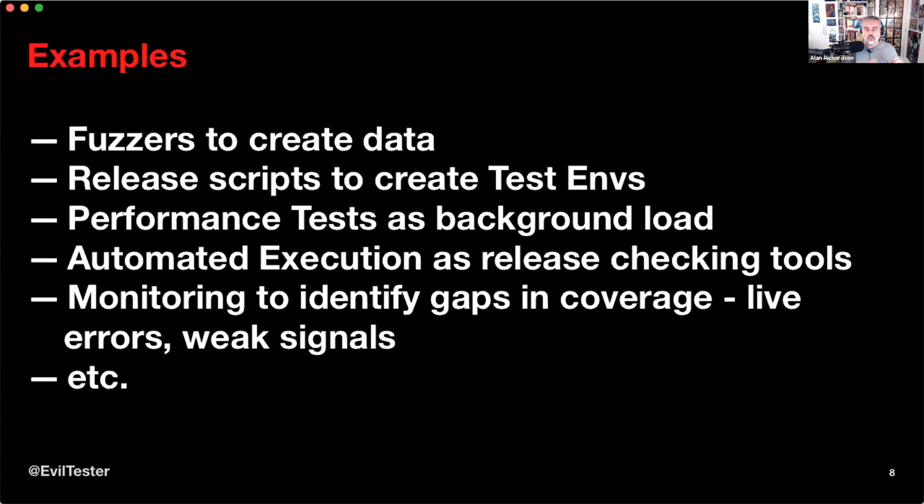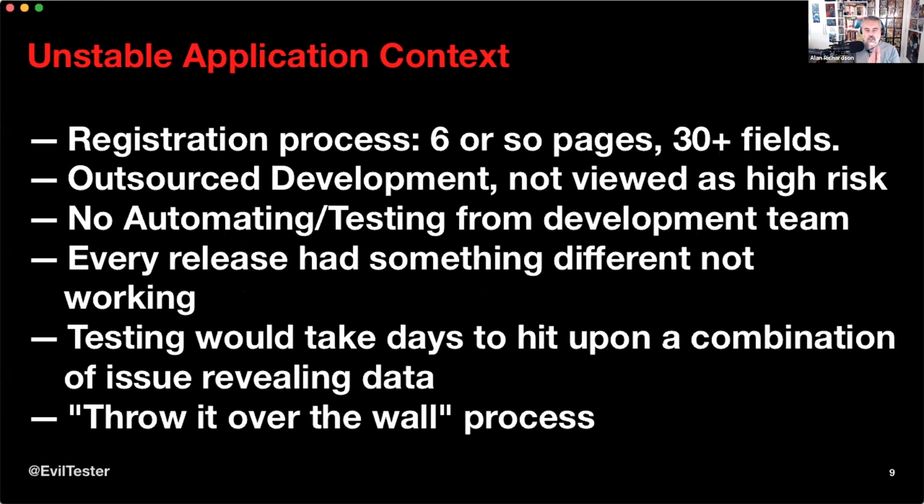We could slow down the performance tests to use as background load. And I'm going to show you an example, or explain an example later, of doing something outside the realm of performance testing. We could use the automated execution that we already have to check the release. We could be monitoring to look for weak signals, things that are not problems yet, but might be, monitoring the memory use, monitoring the speed of requests that are going through to help us see whether there's going to be problems.